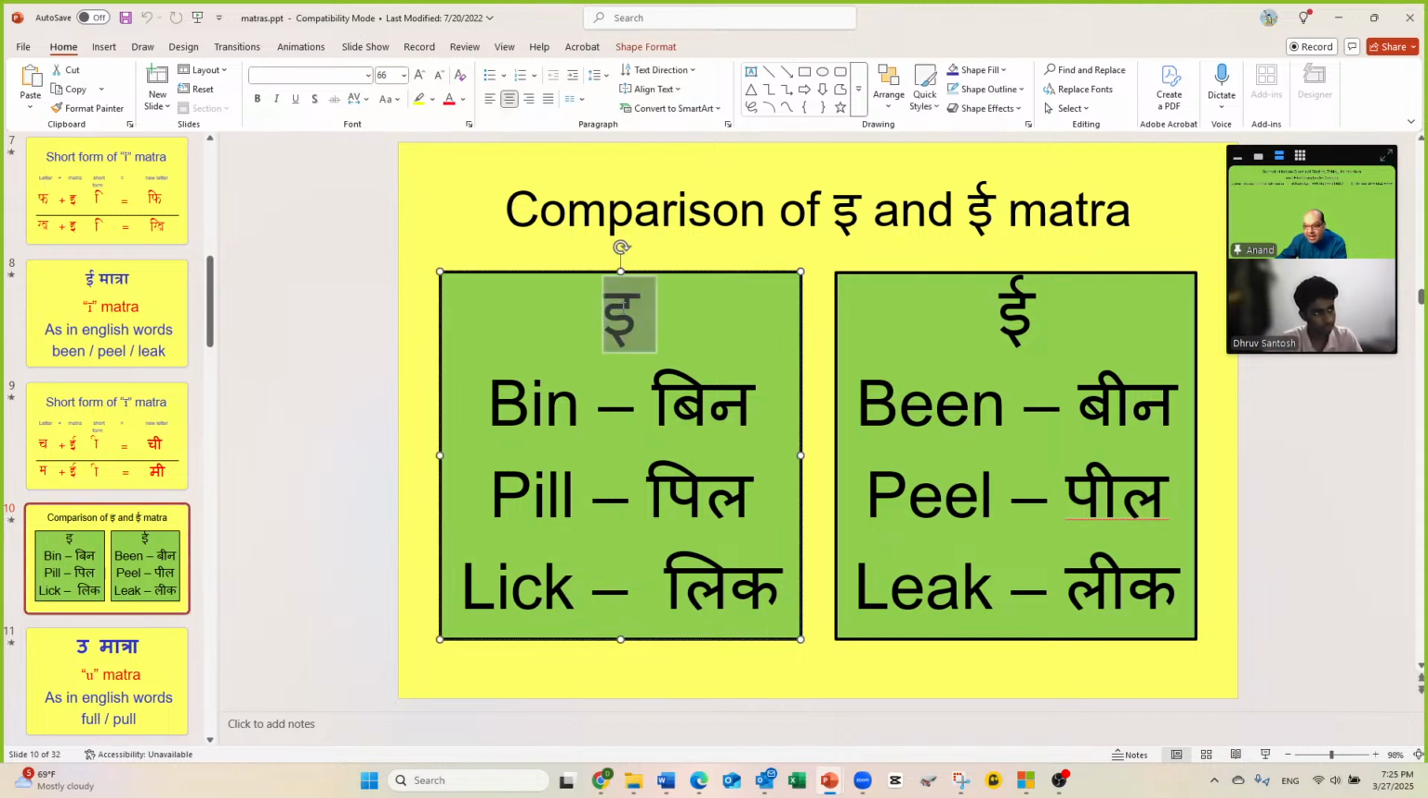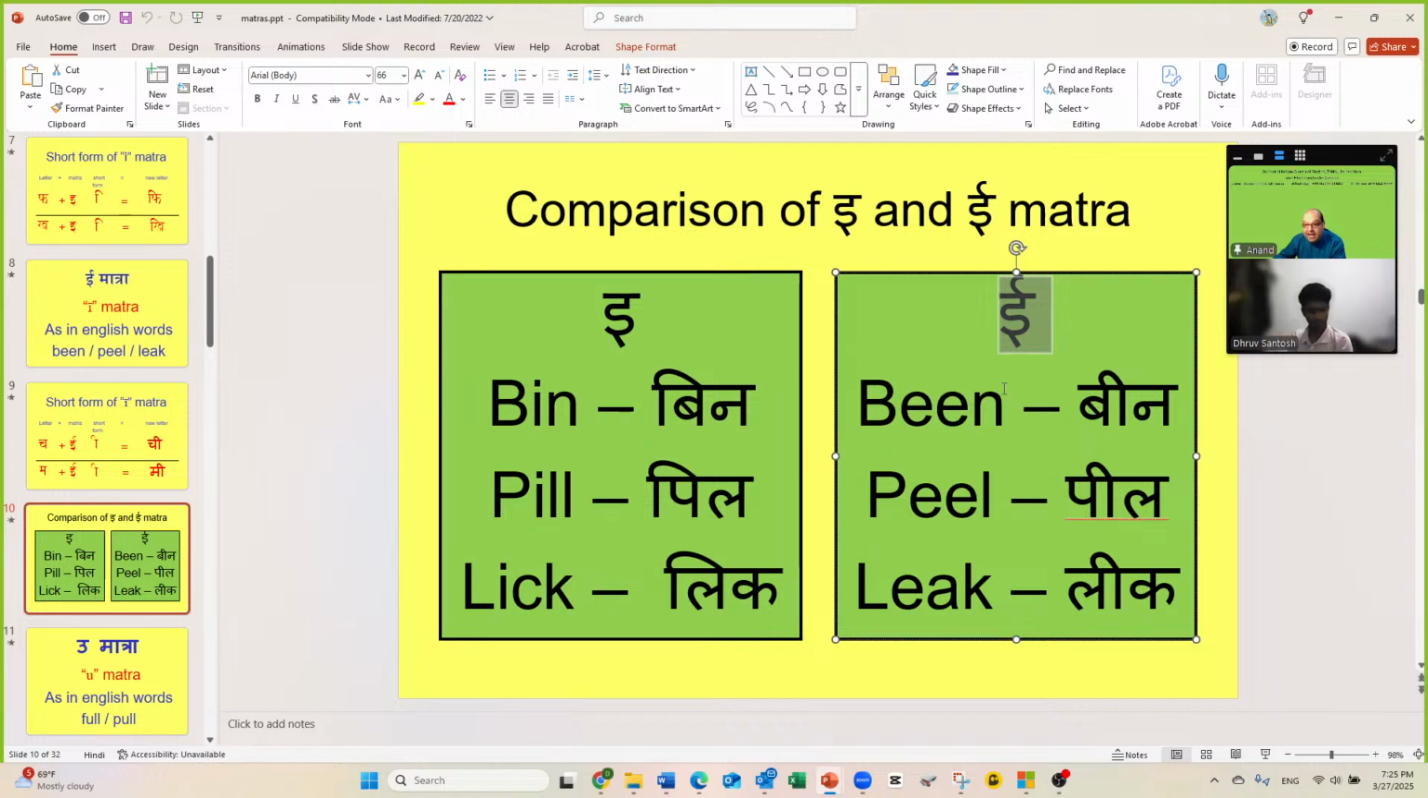Repeat with me. A, E. So if you see a sound, this occurs in these words: bin, bean, pill, peel, lick, leak. Do you get the sounds? This one is a shorter sound. This one is a longer sound. Got it?